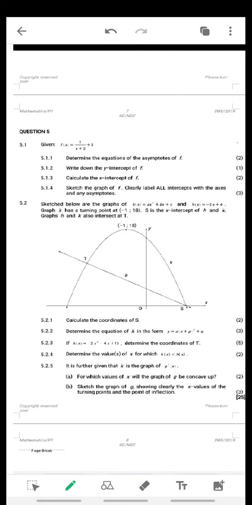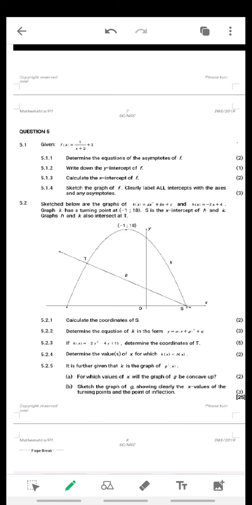All right? Now, 5.1.4. The question says, sketch the graph of f. Remember, whenever you have to sketch a graph, you need 4 things. Number 1, you must have an idea of how the graph will look. You need to know the shape of each and every function. Number 2, you need to know the y-intercept. Number 3, you need to know the x-intercept. Then lastly, you need to know any other property which relates to that particular function. For example, an exponential function has 1 asymptote, but a hyperbolic function has 2 asymptotes. A parabola doesn't have an asymptote.